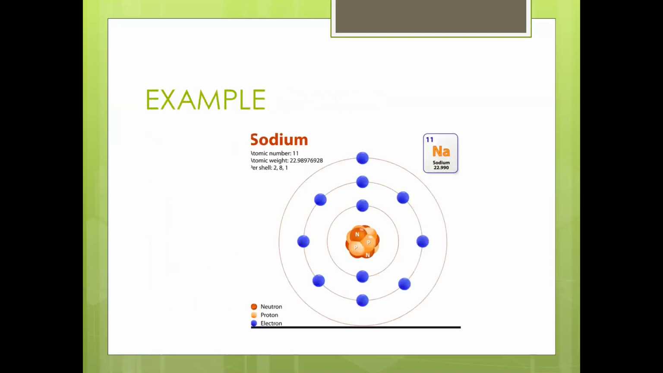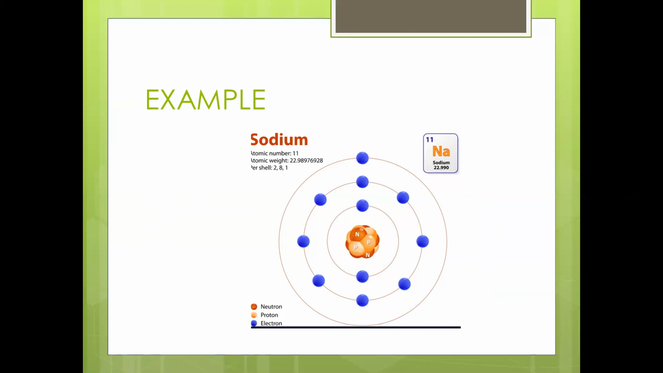So next, let's have an example of sodium. Okay, students, over here I want to mention again that whenever we arrange the number of electrons, we always take into consideration the atomic number of that atom. Remember, we don't consider mass number over here, because if you recall your previous lesson, mass number is the number of protons and neutrons. But over here, we have to arrange only electrons.